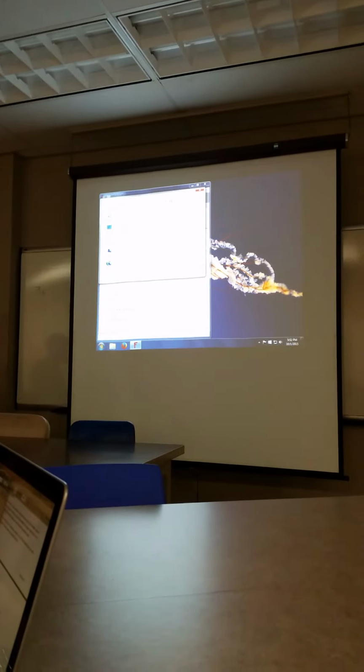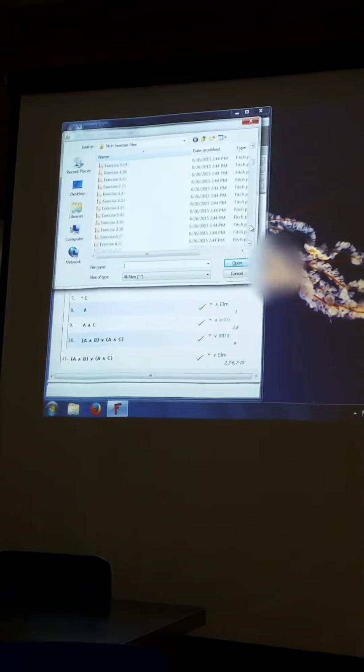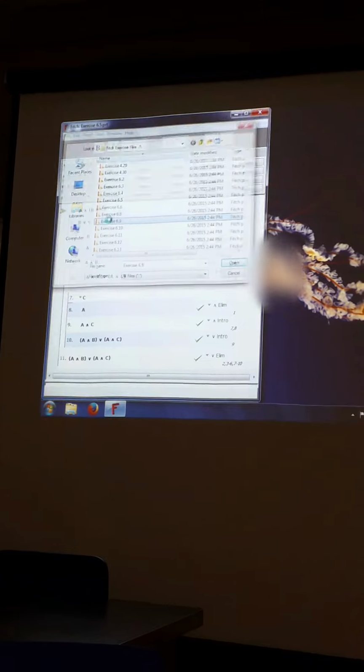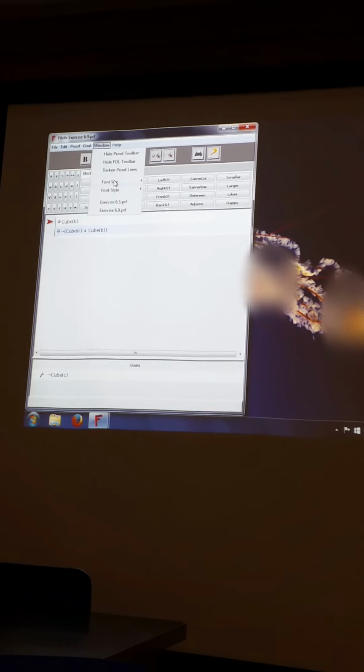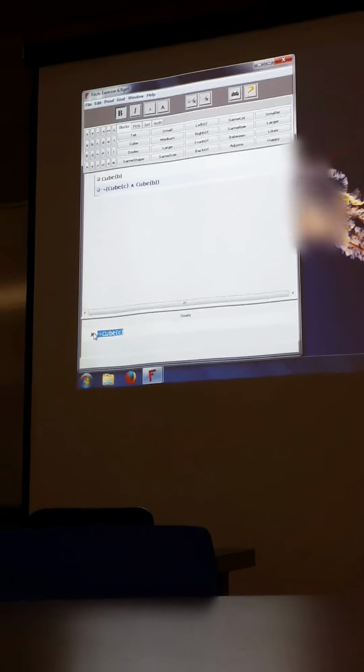6, 9, and 11, they're asking if it's valid or not. So before we can actually do anything, I'm just opening it up in Fitch. I'm not saying it's actually valid. I have it up here to show you guys. We have to evaluate whether or not the conclusion follows. If we do a Fitch proof and it turns out it's invalid, we'll never succeed, ever.